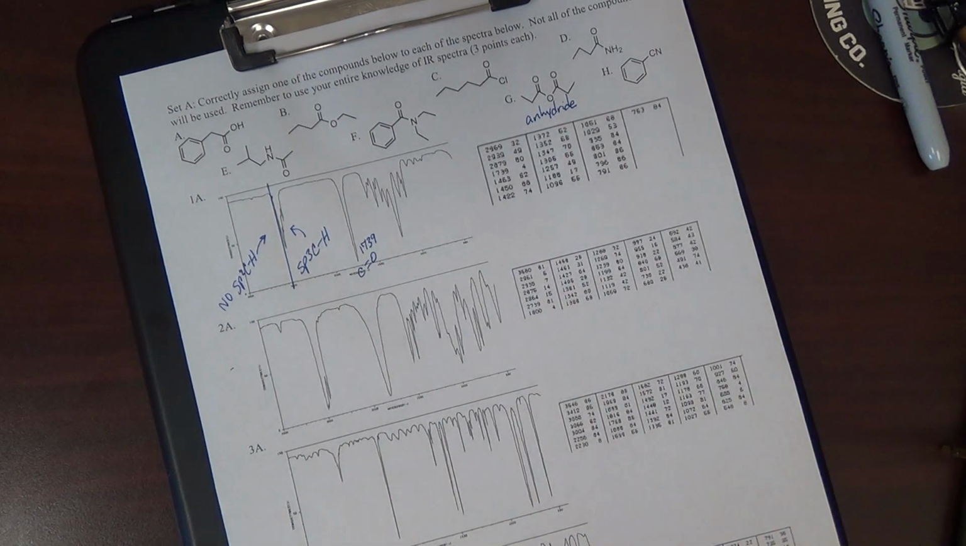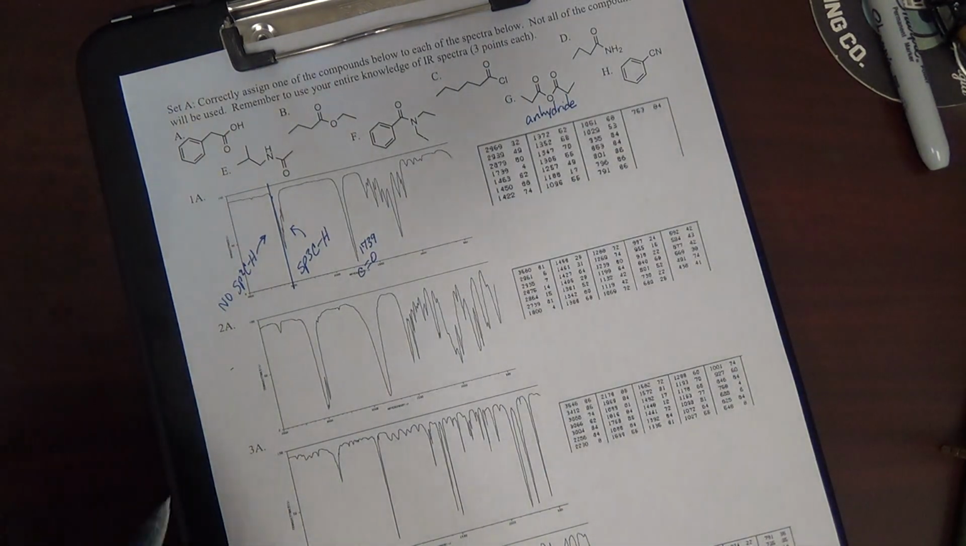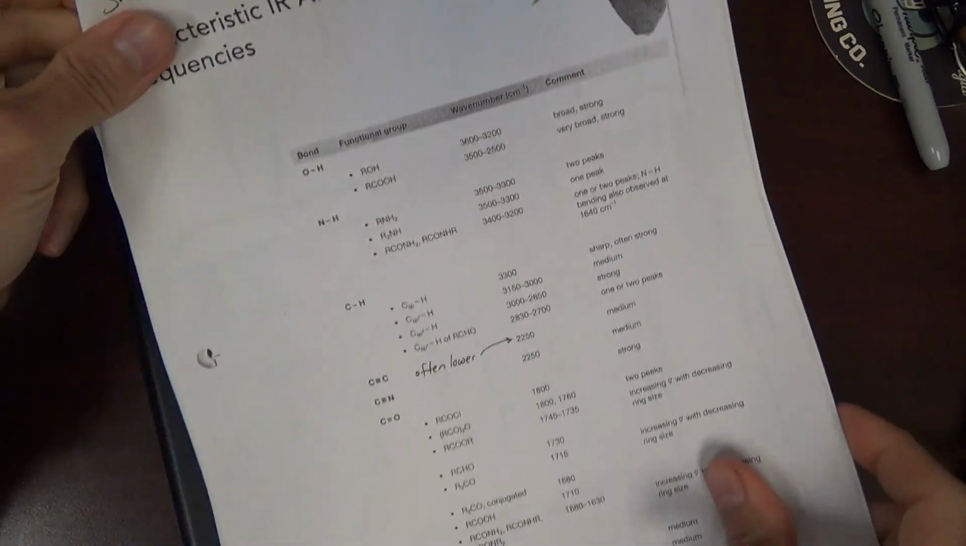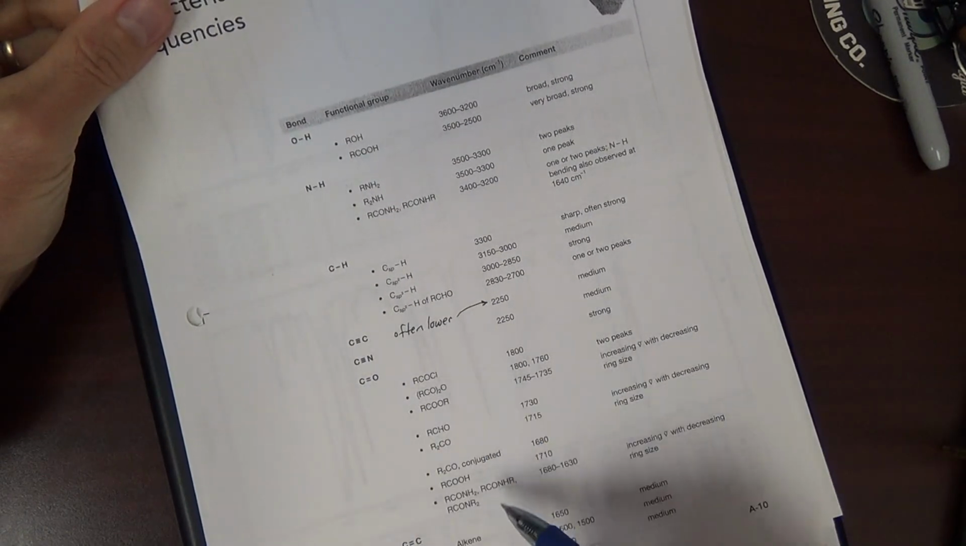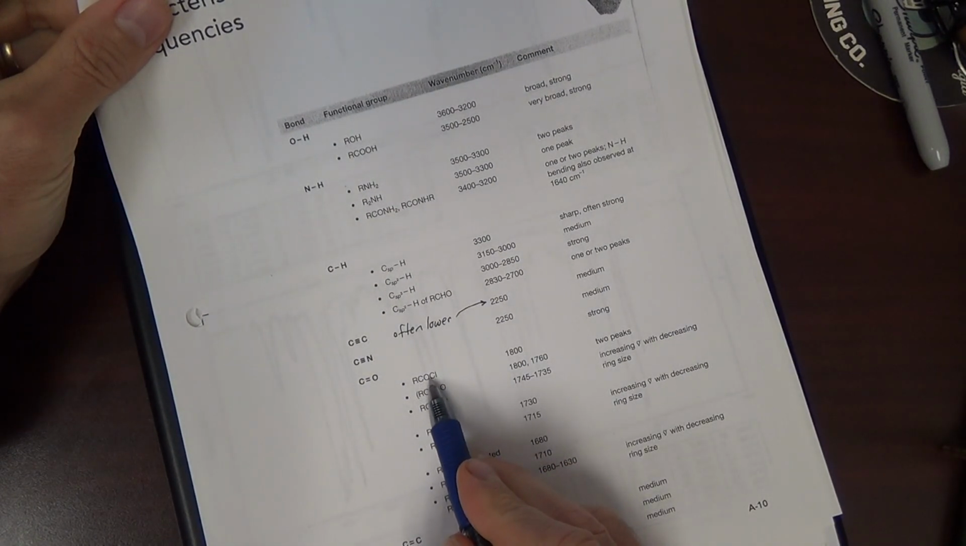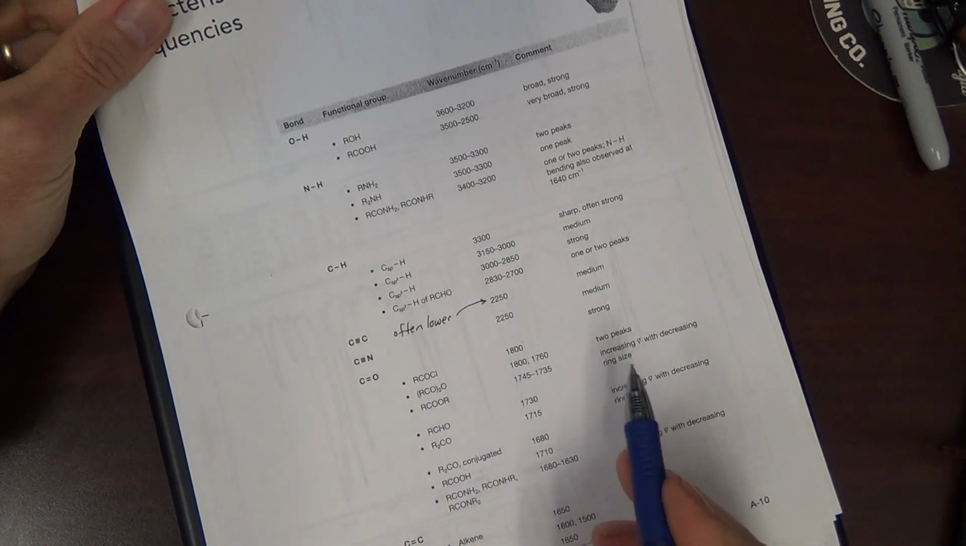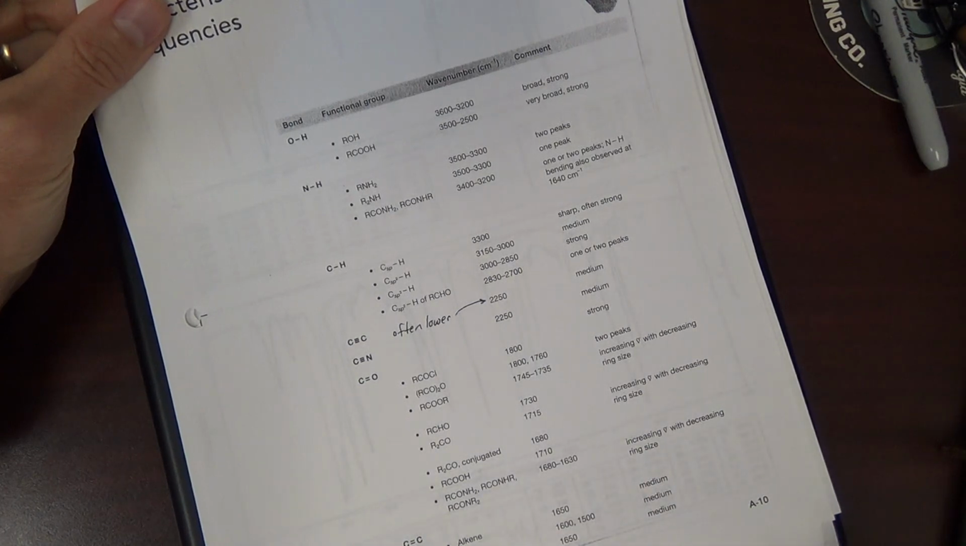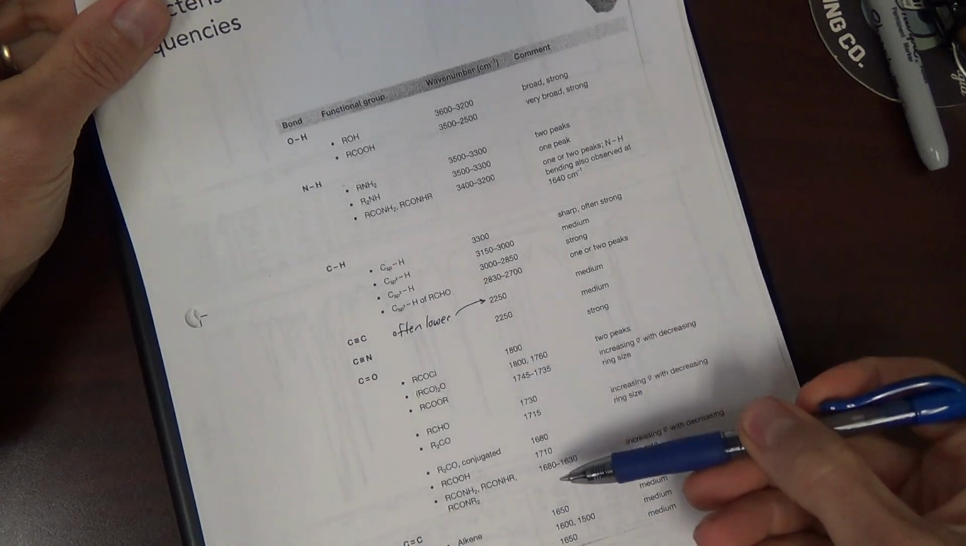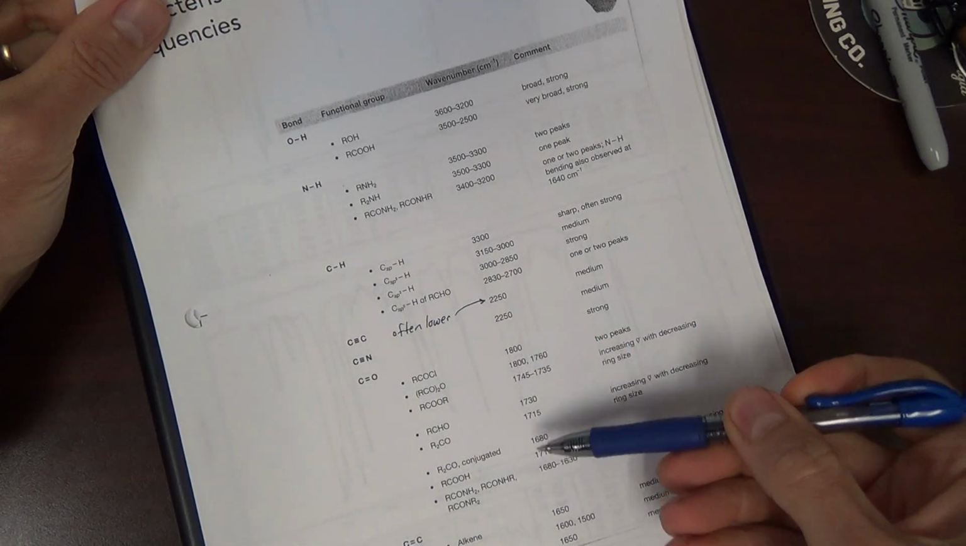I'm going to get the IR list so I can show that. If we look at our table here in the handout, the different carbonyls, the acid chloride is right here. It's condensed. Acid chlorides have high carbonyls. The exact positioning of the carbonyls can be very helpful.